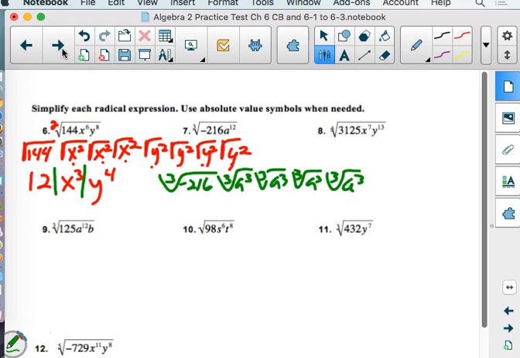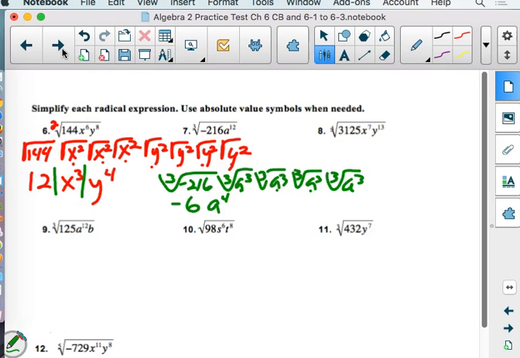Math. Number 4. Negative 216. Negative 6. Negative 6, a times a times a times a to the 4th. Does that one need absolute value bars? Nope, it's not an even root. That was an odd root. So it doesn't need it.